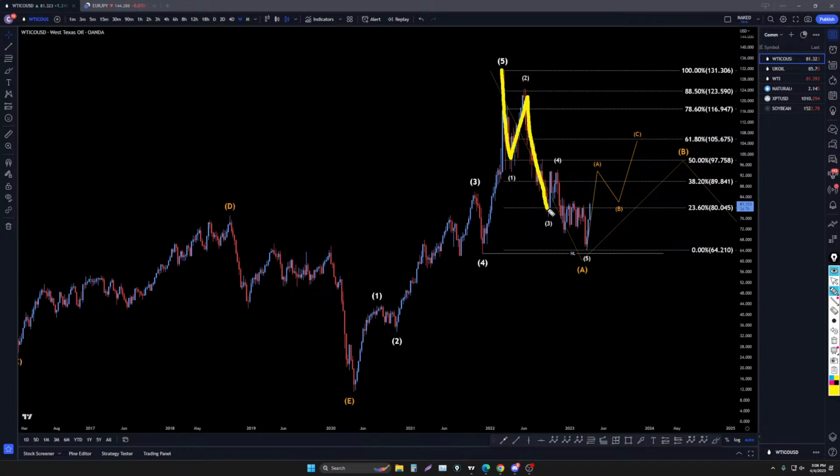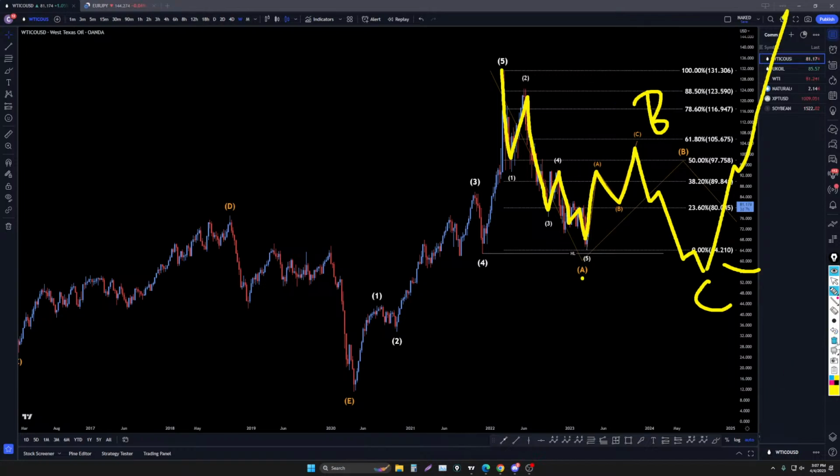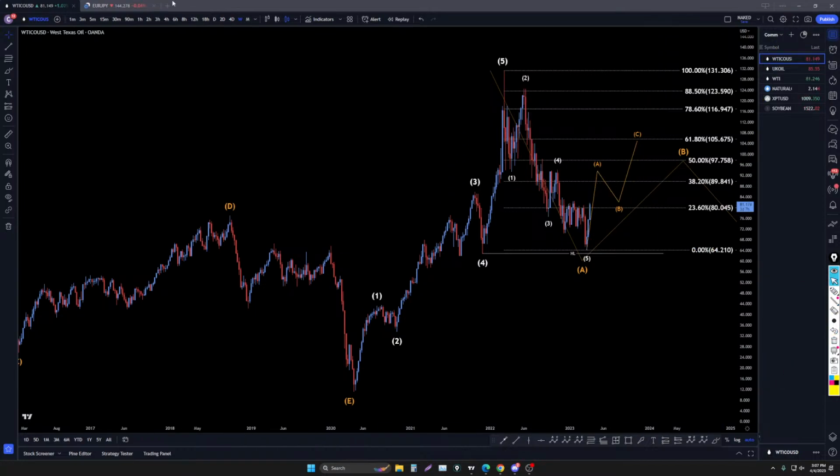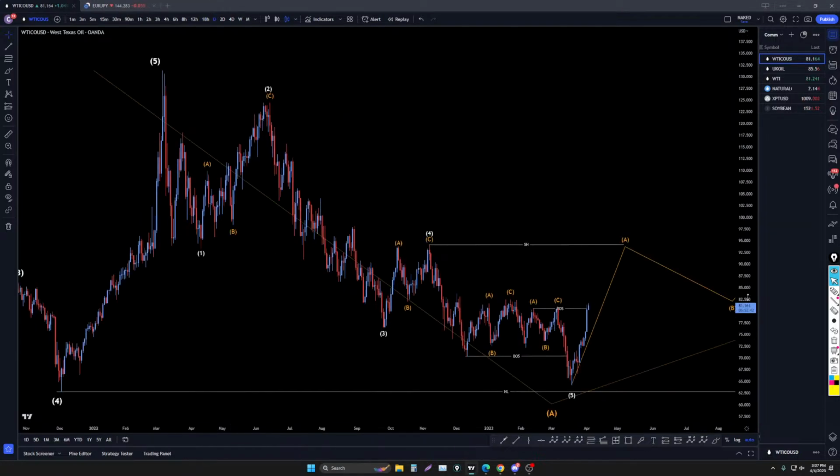We see a 1, 2, 3, 4, 5 wave pattern. I think it's an A. I think this move up is going to turn into an A, B, C, or B, and I think eventually it probably will go down again, probably someplace around the 60 level to make like a wave C, before it actually ends up continuing up. So I think we are in for a pretty big move to the upside now.